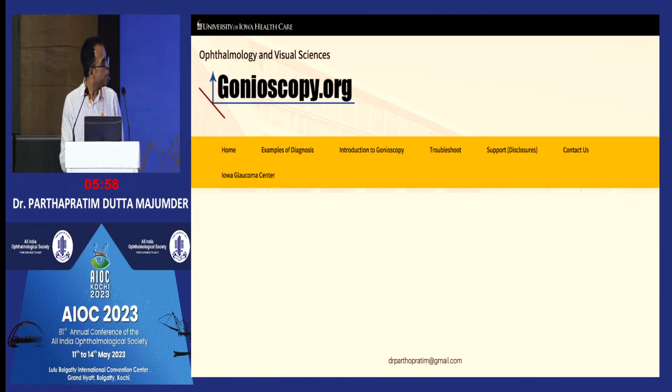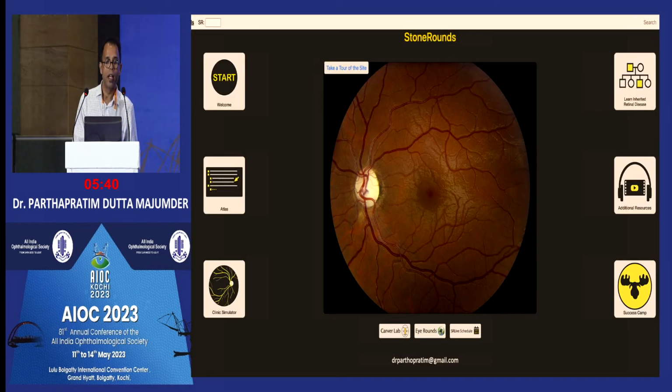The second one, from the same institute, is very important. It's all about gonioscopy. You'll have multiple videos, presentations, and tips on how to perform or excel in gonioscopy, so you must visit gonioscopy.org. Here is another, recently launched, Stone Rounds, which deals mainly with macular degenerations. You will see a lot of clinical photographs of very rare macular and retinal degenerations, along with detailed discussion.